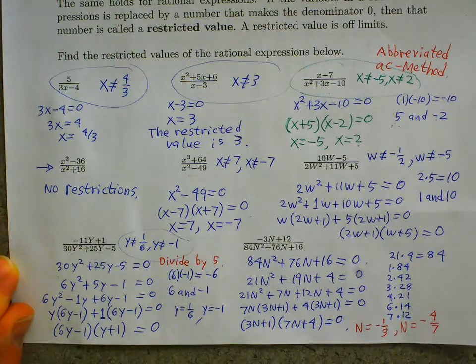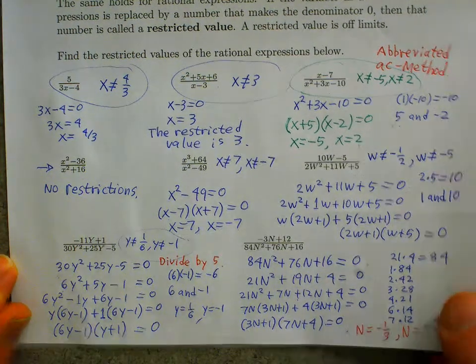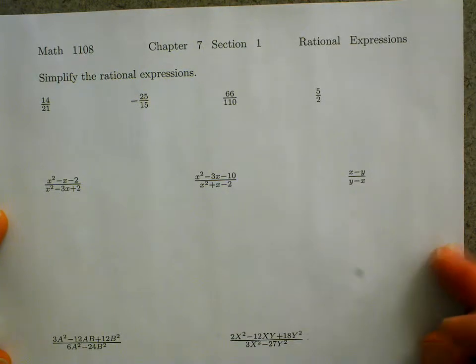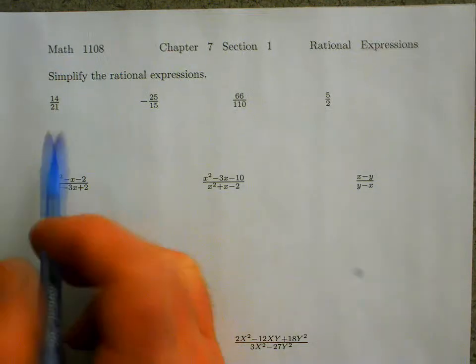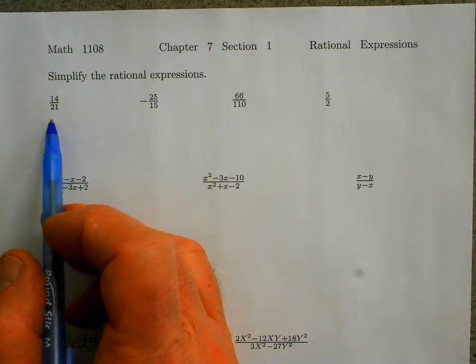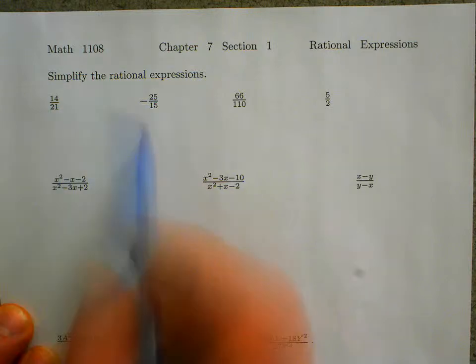Okay, we'll spend a few minutes simplifying rational expressions. So simplifying rational expressions is like simplifying ordinary fractions by writing them in lowest terms. So we'll look at some ordinary fractions and write them in lowest terms, and then apply the same concept to rational expressions.